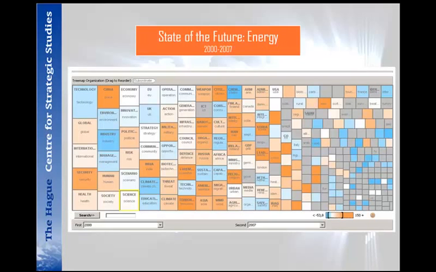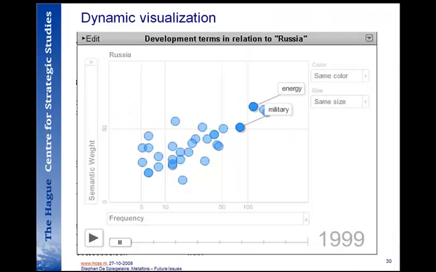And the second piece of information here you see is that the redder a concept is, the more important it has become in recent years. So for instance, China, as you see there, has really skyrocketed in importance within the energy foresight community of the past couple of years. So that's another visualization that we make out of this.